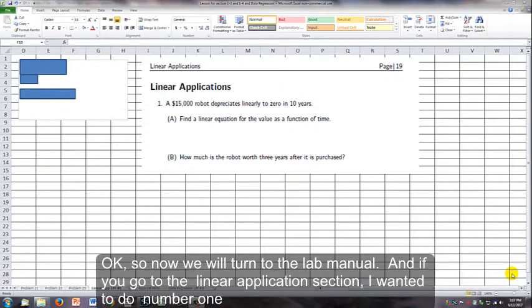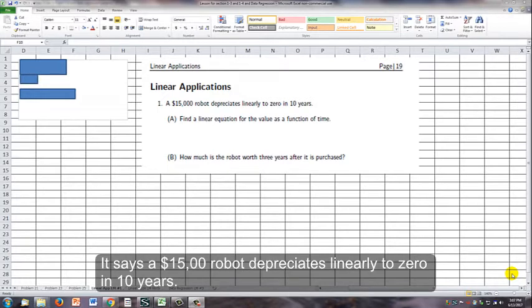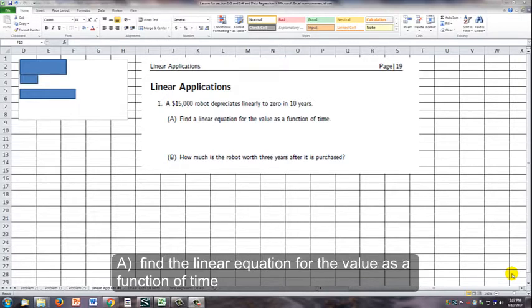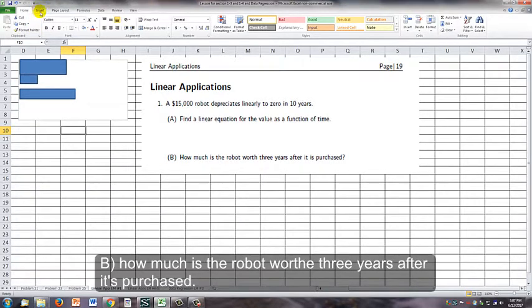Okay, so now we'll turn to the lab manual, and if you go to the linear application section, I wanted to do number 1 with you. So number 1 is more like a 1.3 problem. It says a $15,000 robot depreciates linearly to 0 in 10 years. A, find a linear equation for the value as a function of time. B, how much is the robot worth 3 years after it's purchased?